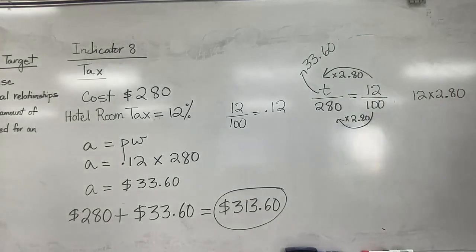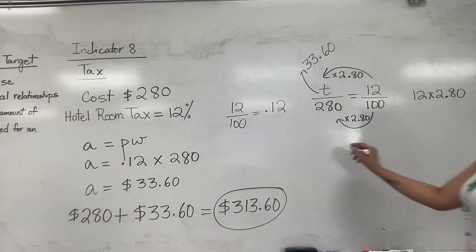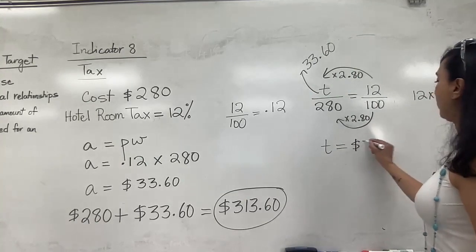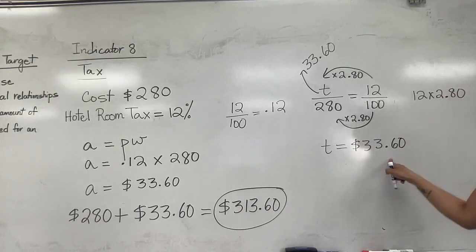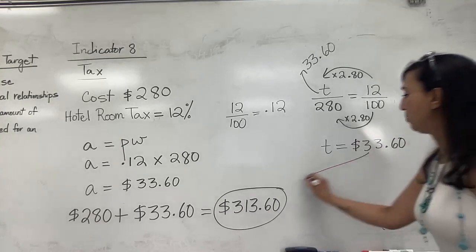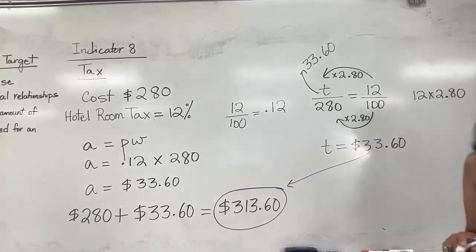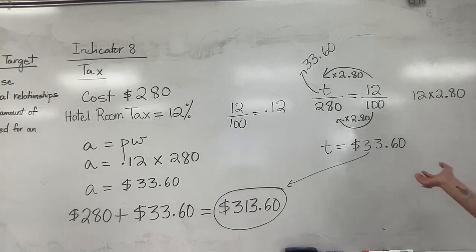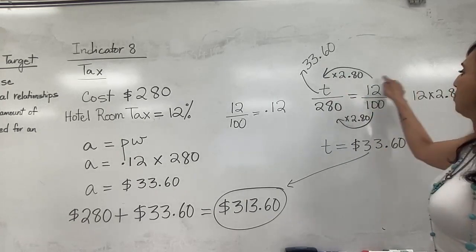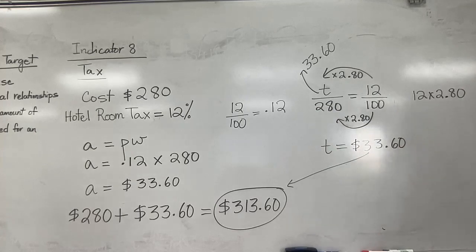So that's giving me the part. So my T is equal to $33.60, which, just like I showed you over here, has to be added to my $280. And then the total amount that I end up spending is $313.60. I can again do cross products. I can do 100T equals 280 times 12. And if I use the cross product method, I will still end up with T being 33.60, which again, I am adding on to the hotel cost.